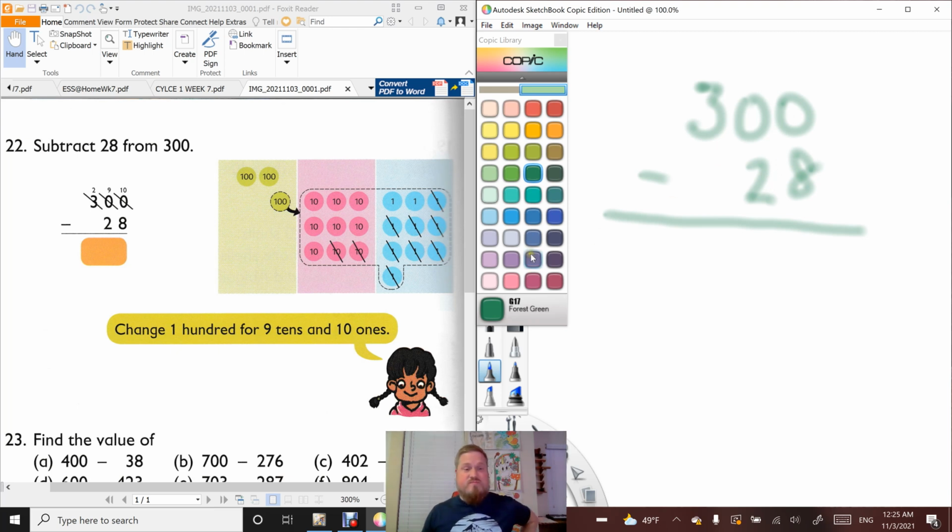So here they're showing that they had 300. They're taking away one of the hundreds and kaboom, turning it into 9 tens and 10 ones. You can just do it in one fell swoop. You don't always have to talk through it like I'm doing. So, boom, 3 turns into 2. Boom, turns into 9 tens, into 10 ones. So, one of the hundreds turns into that.